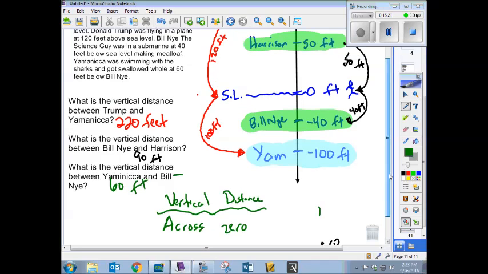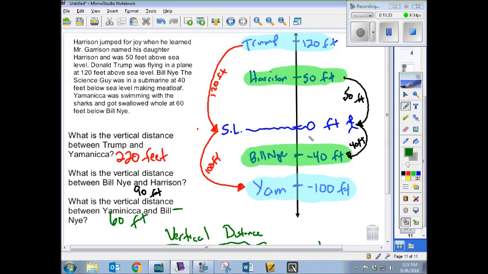Actually, before I say that, I'm sorry. Real quick, does anybody see these arrows that I'm putting on here to help me find? Can anybody relate that back to something we did last week? When I added 120 and 100 to figure out the distance between Trump and Yam, what are those numbers? Absolute value. Do you guys agree?